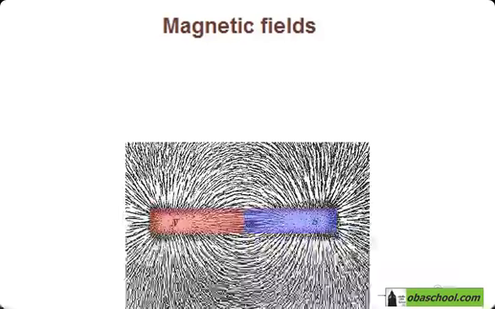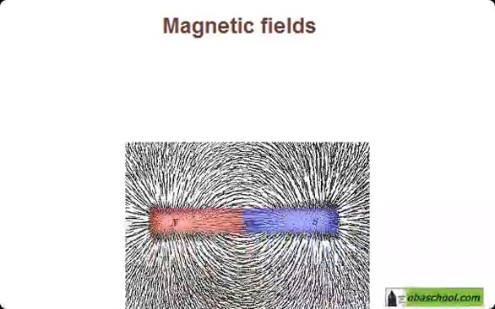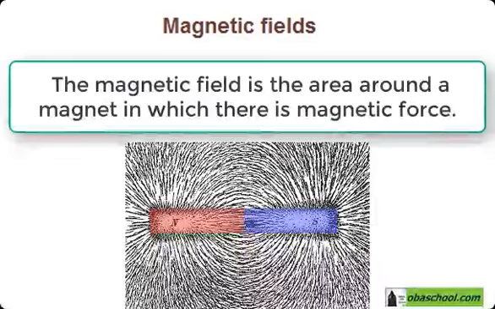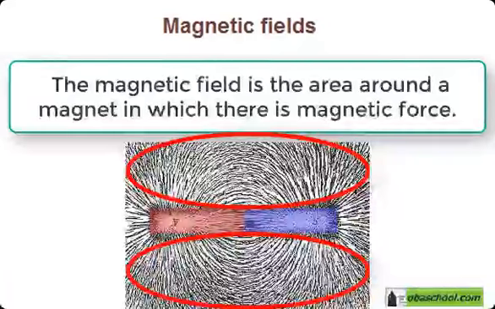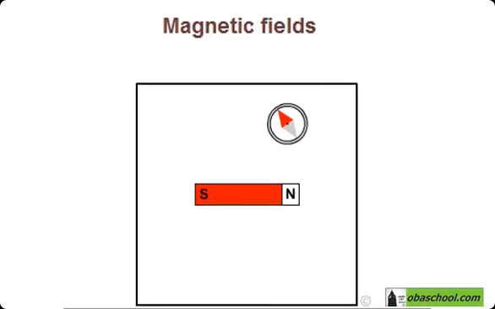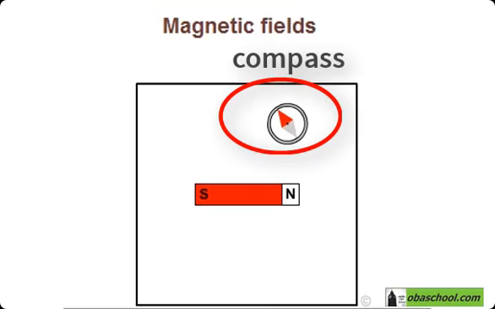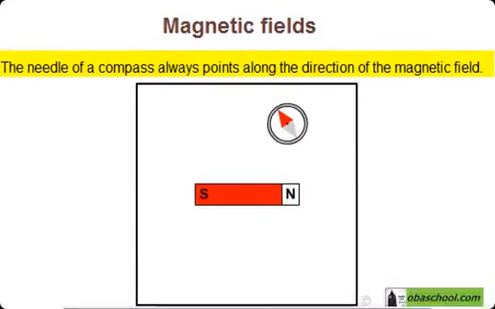Now, around every magnet, there is a magnetic field. And it is the area around a magnet in which there is a magnetic force. To find out the direction of the magnetic field, we place a compass near the magnet. The needle of the compass will always point along the direction of the magnetic field. And this is what we will be observing now.